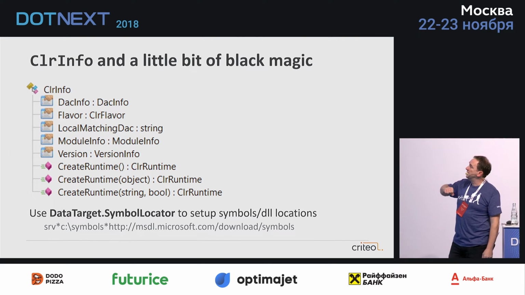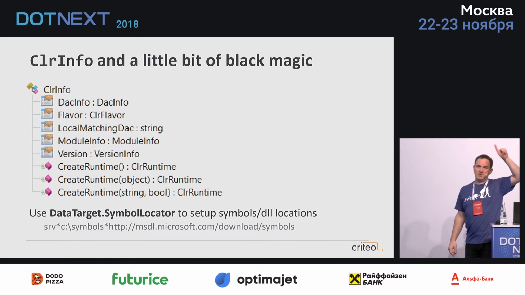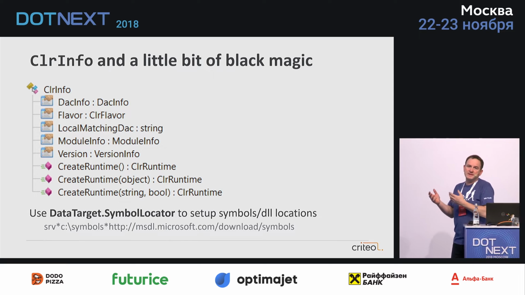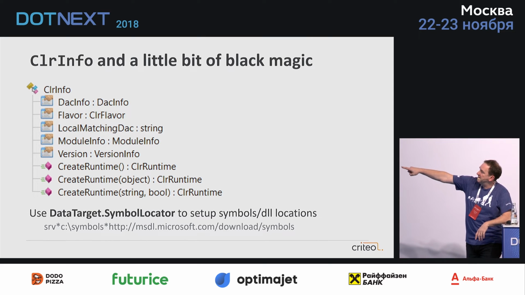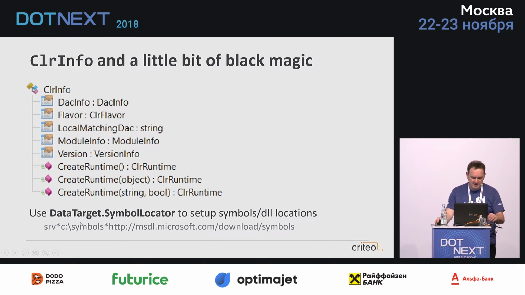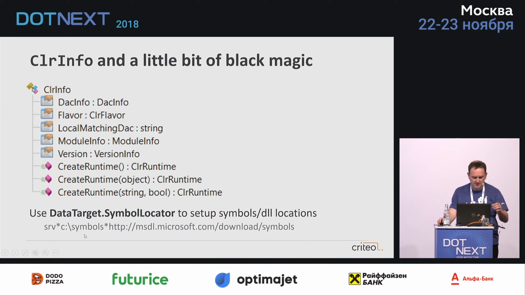So to do so, you need to set up the symbol locator property from the data target that I've shown you earlier, and you pass a syntax that is very close to the syntax you would use in WinDbg, which is you define like srv*, and you have the symbols just over there. Maybe I can... yeah, it's not working. It was working yesterday. The gods are against me.